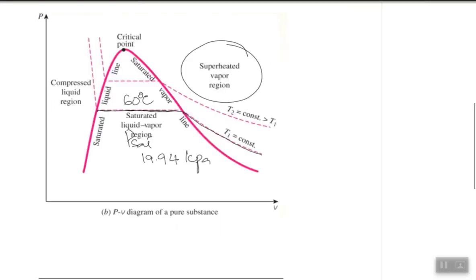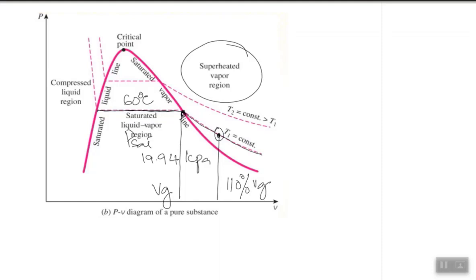In other words, say this is my volume Vg somewhere here. When the volume of the water is increased by 10%, which is equal to 110% of Vg, what would be the pressure at this point? That would be the pressure P2. If this is P1, what would be the pressure P2? So it would be a pressure P1, a pressure P2, and then obviously looking at the steam table.